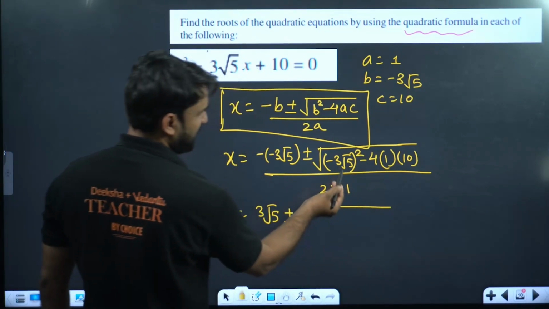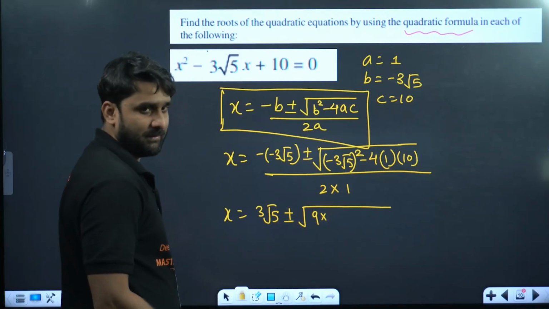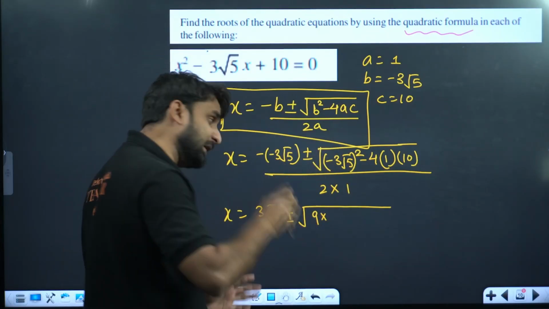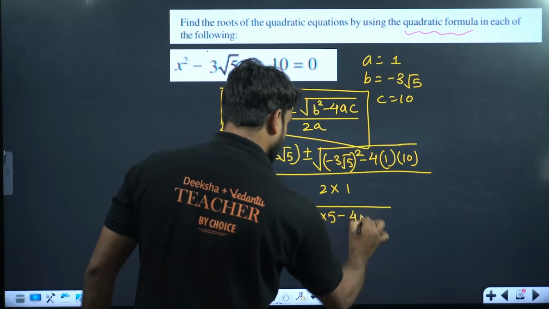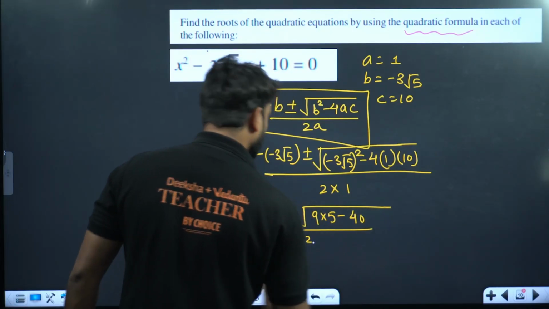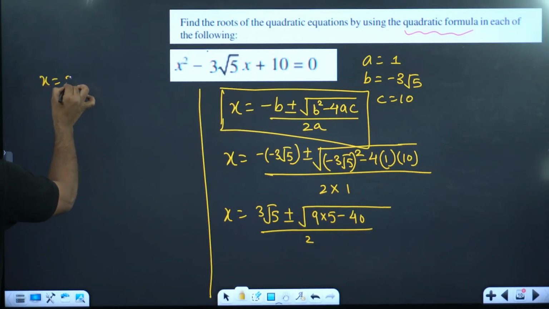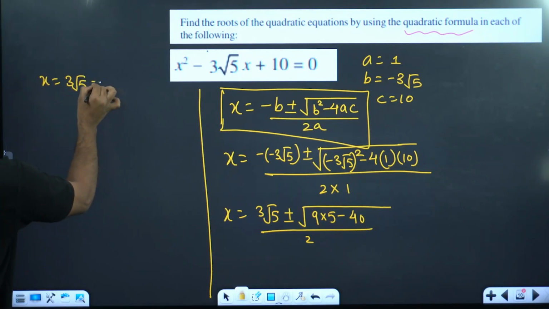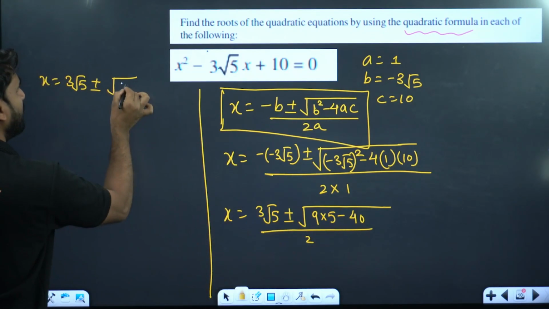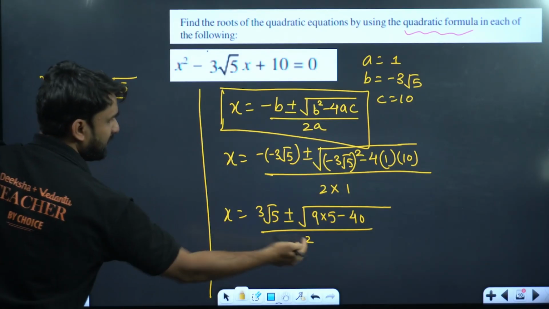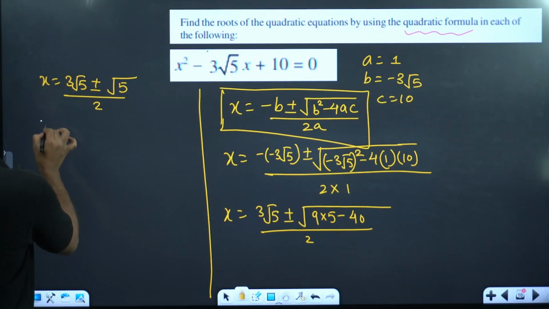Now minus 3 root 5 whole square will be 3 square, which is 9, and minus square will be plus, and root 5 square will be only 5. So 9 into 5 minus 4 into 10, which is 40, and divided by 2. So x is equal to 3 root 5 plus minus under root 45 minus 40, which will be only 5, divided by 2. So now take the positive sign separately.